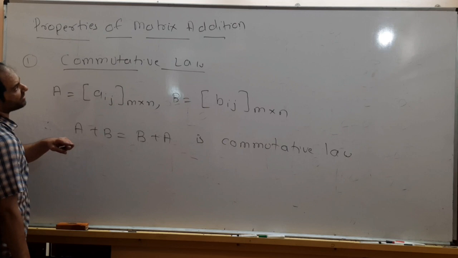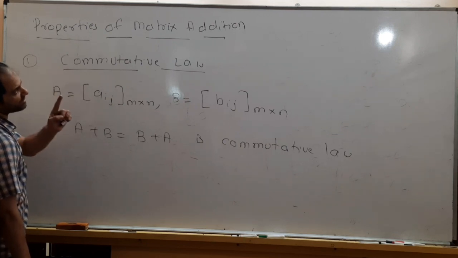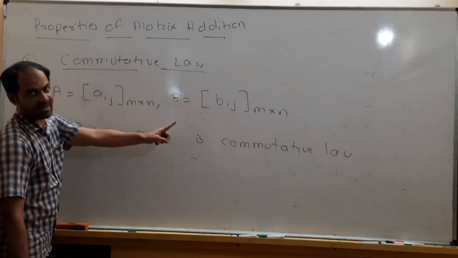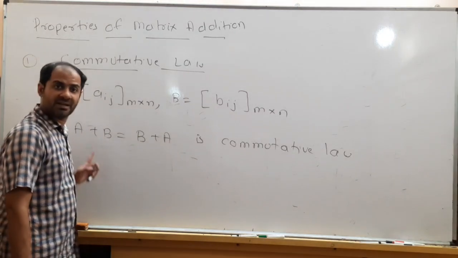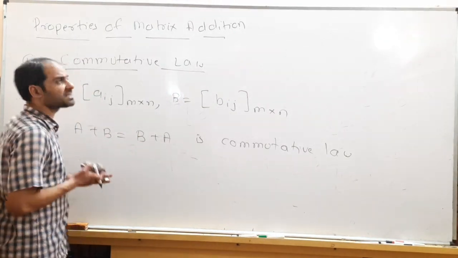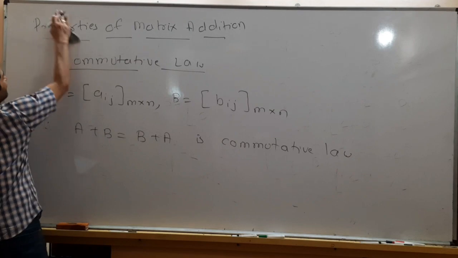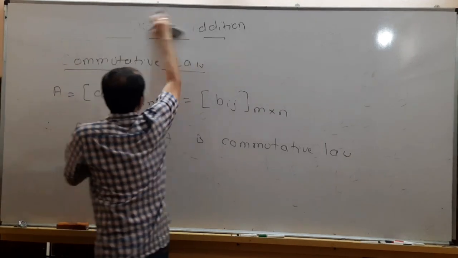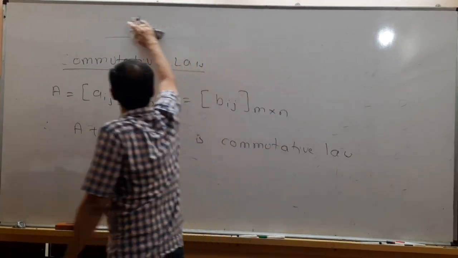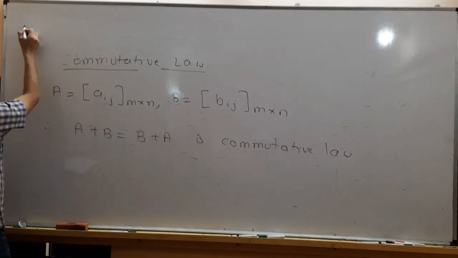So what is the commutative law for addition of matrices? A and B are matrices of the same order. Then A plus B is equal to B plus A. Then the second is associative.